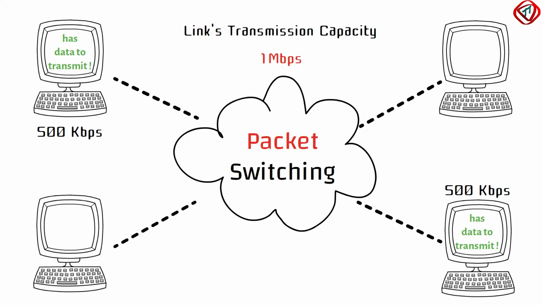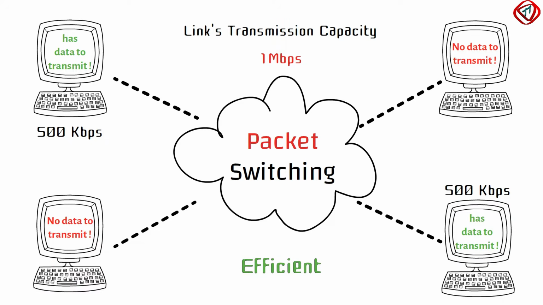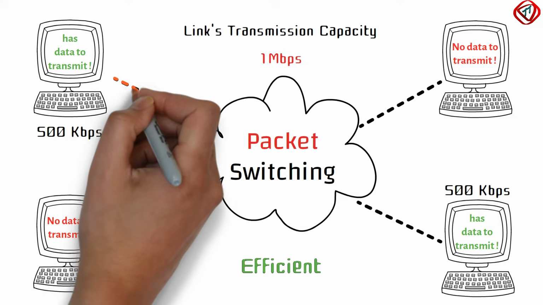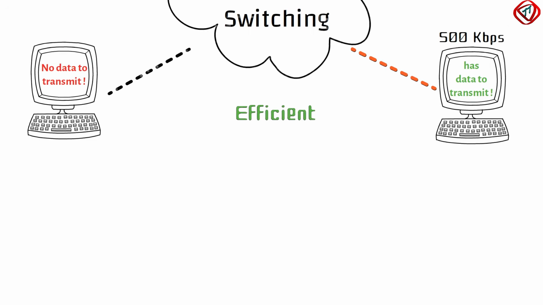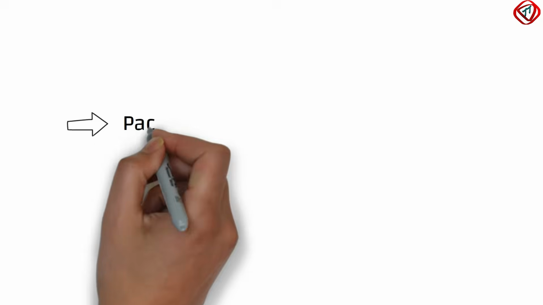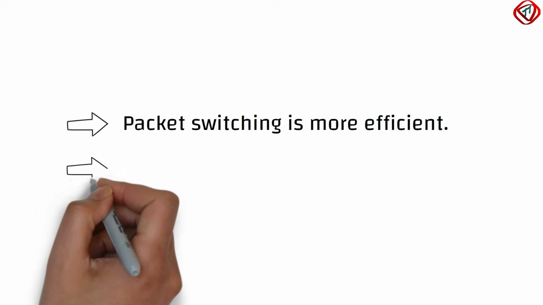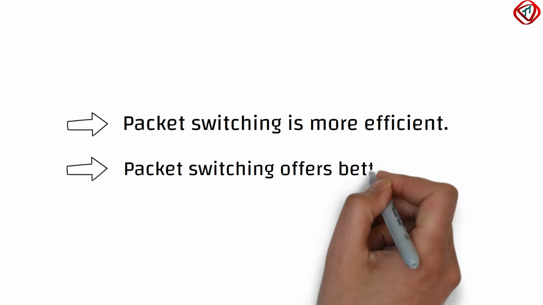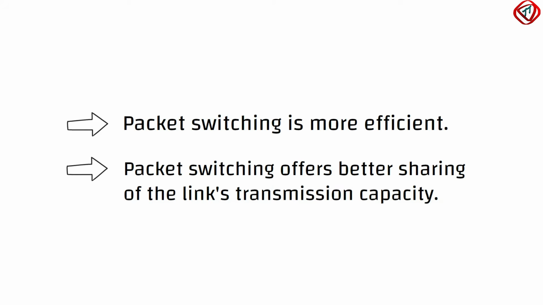Packet switching is more efficient than circuit switching because if one sender to receiver pair is not using the resources, then it can be used by any other ongoing communication, which is not the case with circuit switching. Let us understand the 2 points in more detail with an example. First point is packet switching is more efficient than circuit switching, and the second point is packet switching offers better sharing of the link's transmission capacity than circuit switching.